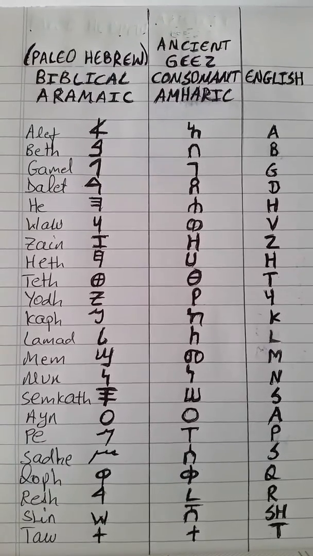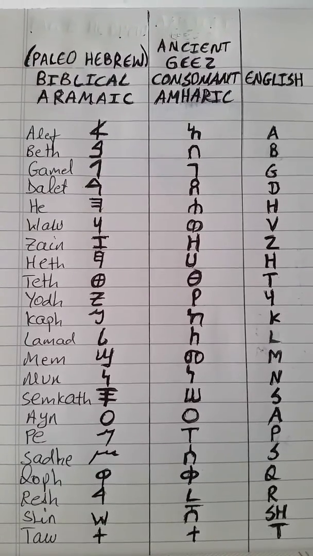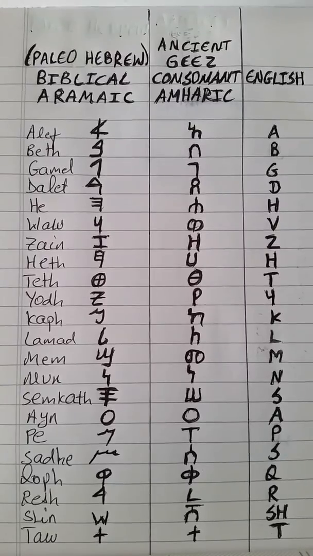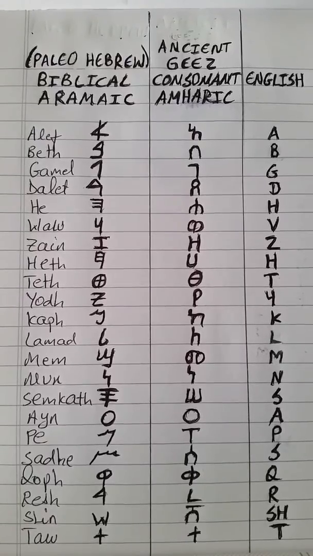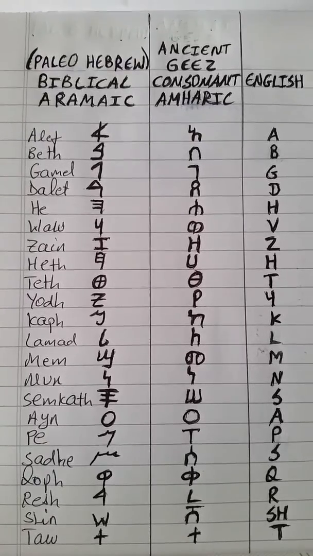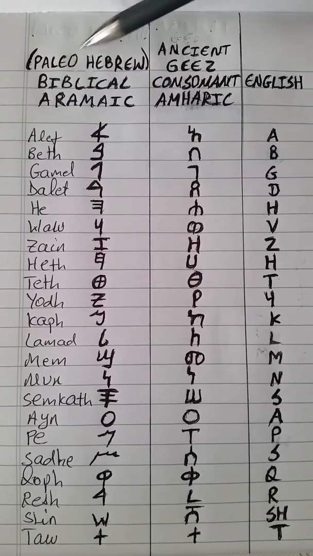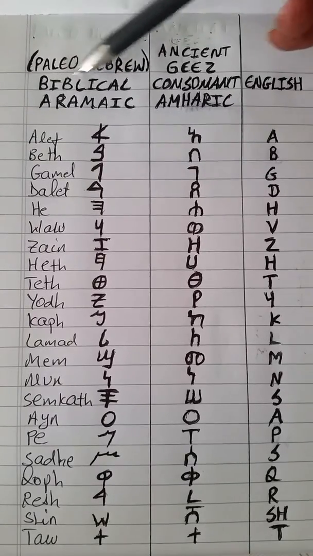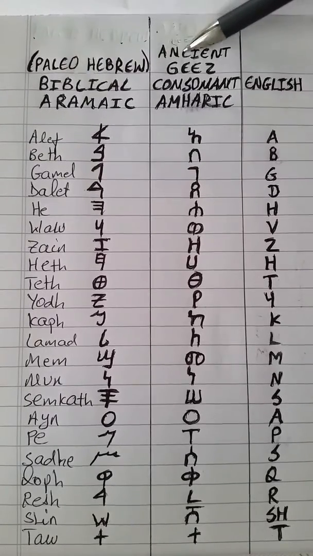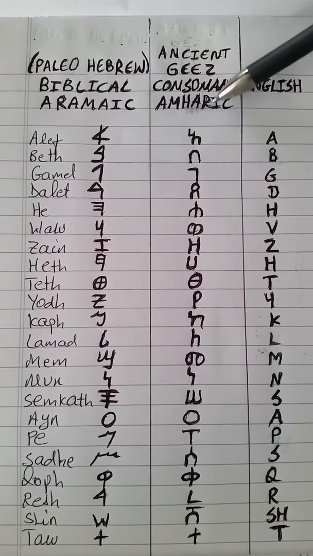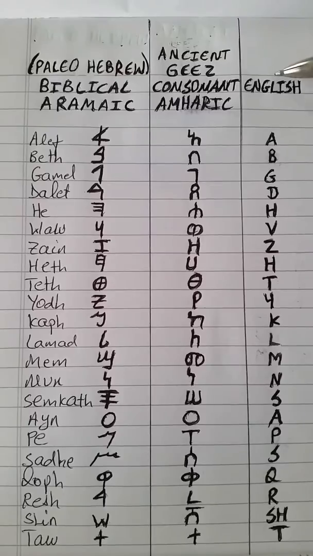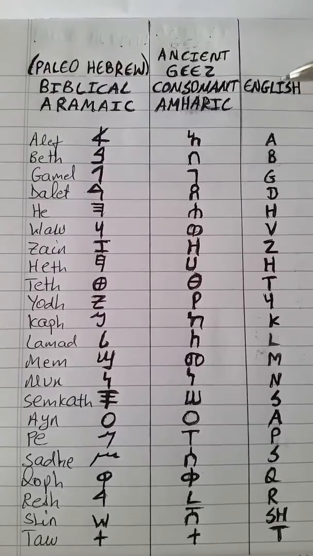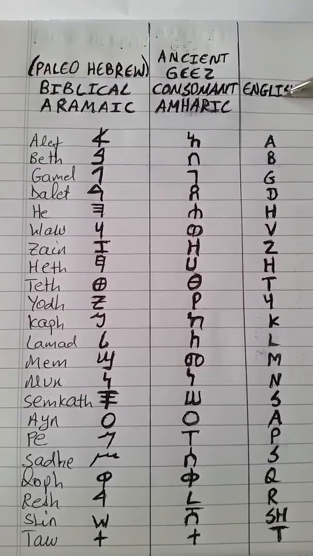Hello everyone, this is my second video which follows. Jesus spoke Aramaic or Amharic, which is spoken today in Ethiopia. Today we will compare the Paleo-Hebrew or Biblical Aramaic with the ancient Ge'ez or consonant-only Amharic alphabet and its representation in the English alphabet also.